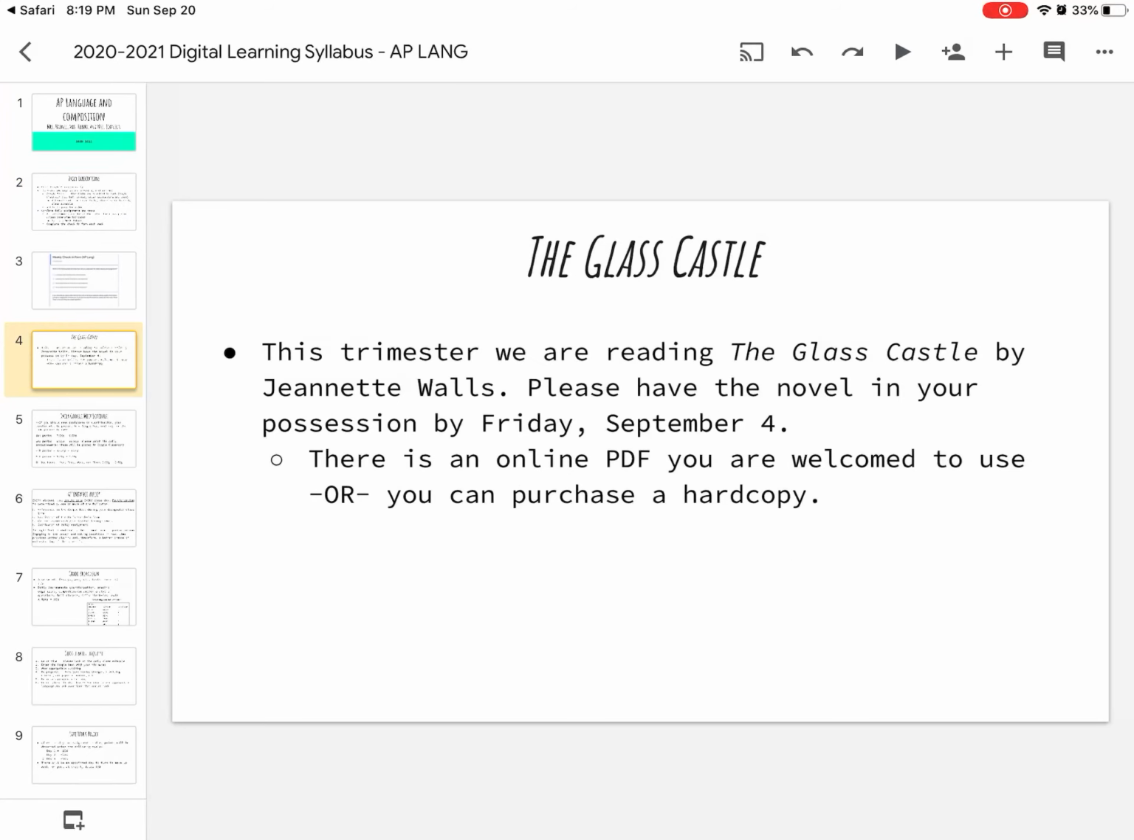We are currently reading The Glass Castle. It's our first trimester nonfiction text that we're using to actually teach the essay type, rhetorical analysis. So you may see your child reading this book at home, and we're just a third of the way through it right now. But that is the crux of the nonfiction text work that we'll do during first trimester, in addition to supplemental texts throughout the trimester.